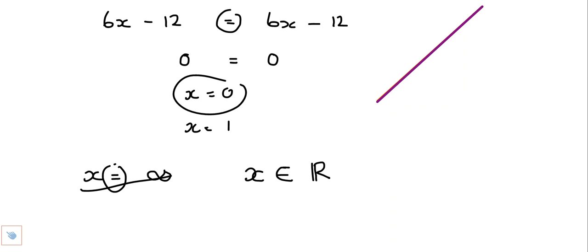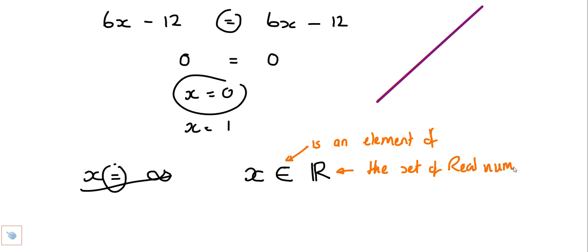Now, what this means is, if I was to write that out in full, this E means is an element of. I'll do it in simpler language in a minute. And the R means the set of real numbers. So we're talking number sets. So you must know about some number sets. Integers, rational numbers.